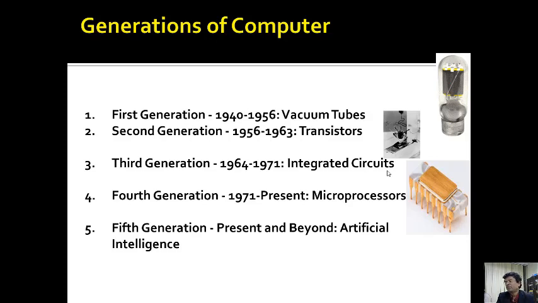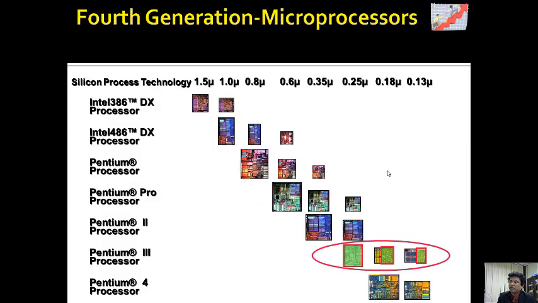The first generation was 1940 to 1956, which we call the vacuum tube era. Second generation, 1956 to 1963, the transistor era. Third generation, where we have the integrated circuits, 1964 to 1971. Fourth generation, 1971 to the present day, where there are microprocessors, and we have the fifth generation from present to beyond, which we call the artificial intelligence era.